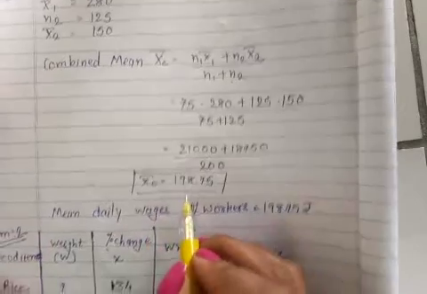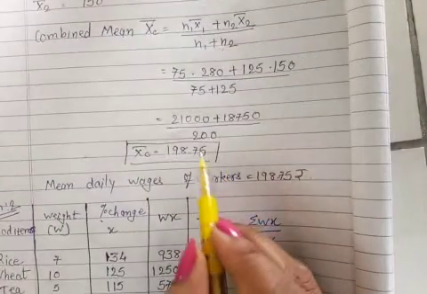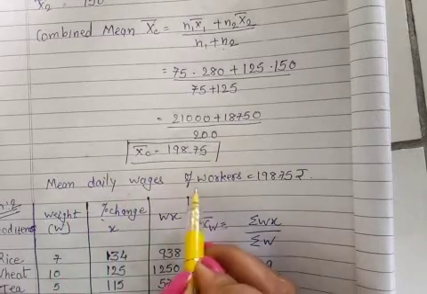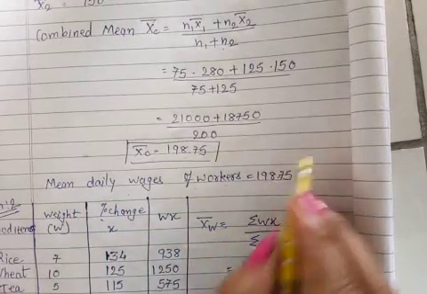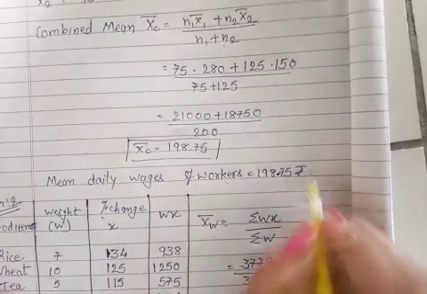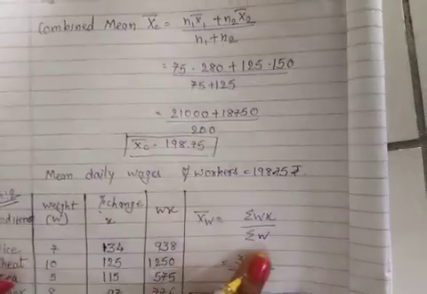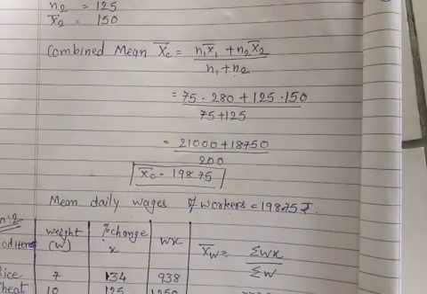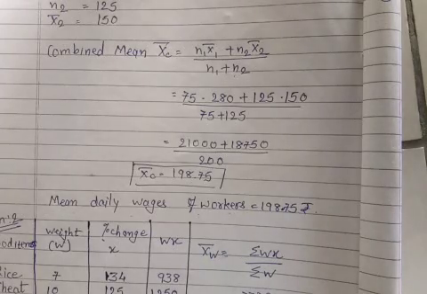Simplify this and we get the answer, combined mean x bar c is equal to 198.75, right? Below this answer write a statement that the mean daily wage of workers is rupees 198.75. So this is how we can find combined mean. This is the easiest sum, right?